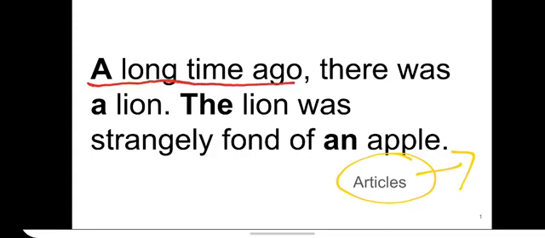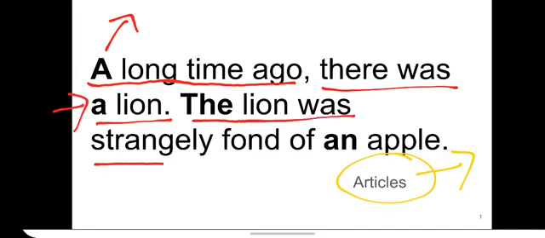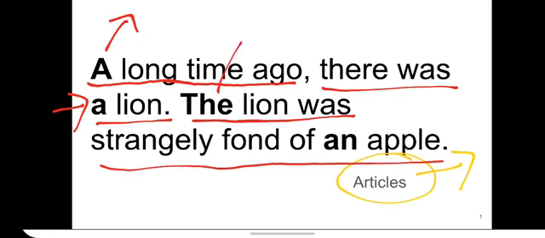A long time ago there was a lion. So it was a time back earlier in the past when there was a lion. So there was one lion there. The lion was strangely fond of an apple. So which lion? The lion which was there a long time ago was strangely fond of.